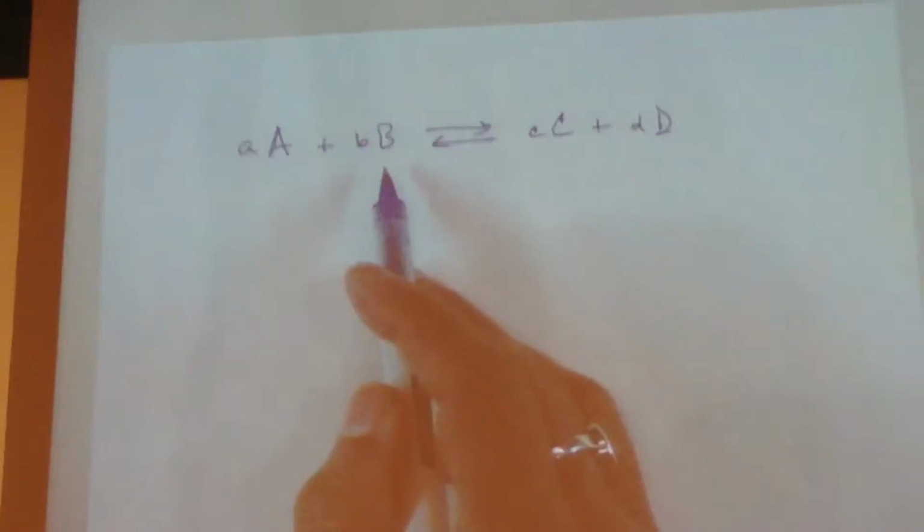The lowercase letters indicate the number. So, a certain number of molecule A, you react it with a certain number of molecule B. That gives you a certain number of molecule C and a certain number of molecule D. So, this is a general expression of a reaction, indicating all the stoichiometry.